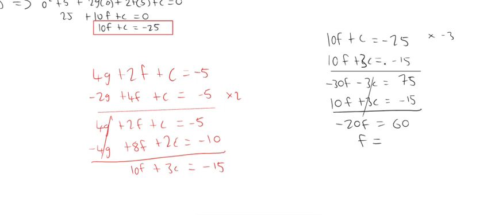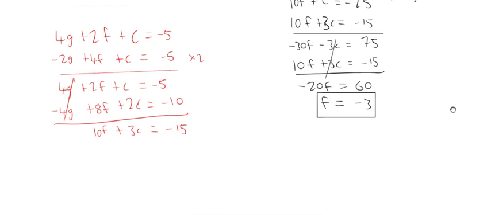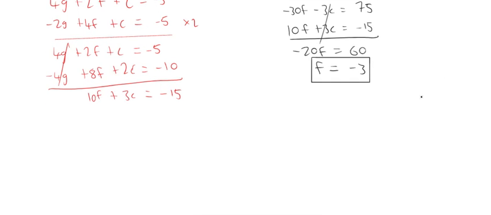So we end up figuring out what f is. So f is minus 3. When you have one of them, then the rest of it becomes a bit easier. So I'm going to sub this into the equation over here and figure out what c is, because I have an equation with just f and c in it there.